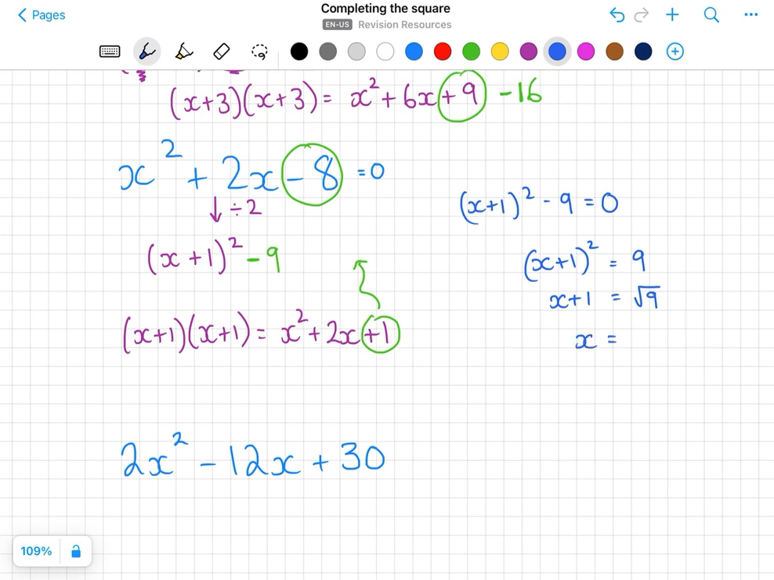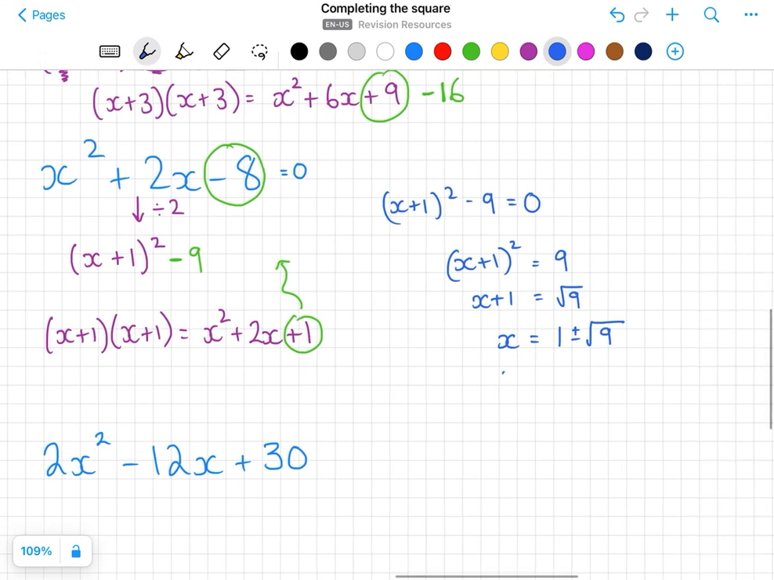At this point, it's important to note that the square root of 9 is positive or negative 3. So that's minus 1, and we use this notation to show that we can add or subtract. We could simplify this further because 9 is a square number, so that could be minus 1 plus 3, or the value of x could be minus 1 minus 3.